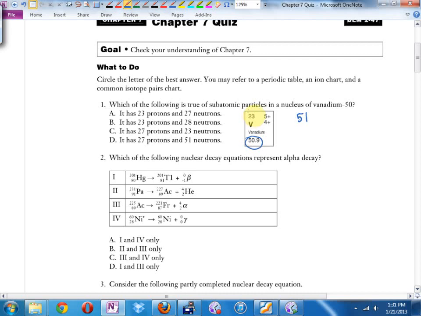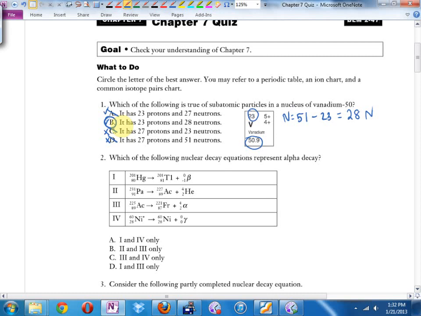So this number here tells me its atomic number, and in a wonderful coincidence, Amber, that tells me the number of protons. So the first thing that I would say is it has 23 protons. It doesn't have 27. C and D are wrong. It could be A and B. How many neutrons? Well, to find the number of neutrons, that's going to be the mass minus the number of protons. And this is why I said you might want to bring a calculator. Now, some of you can do this in your head. 51 take away 23 is 51 take away 20 is 31 take away 3. 28 neutrons. So the answer is B.